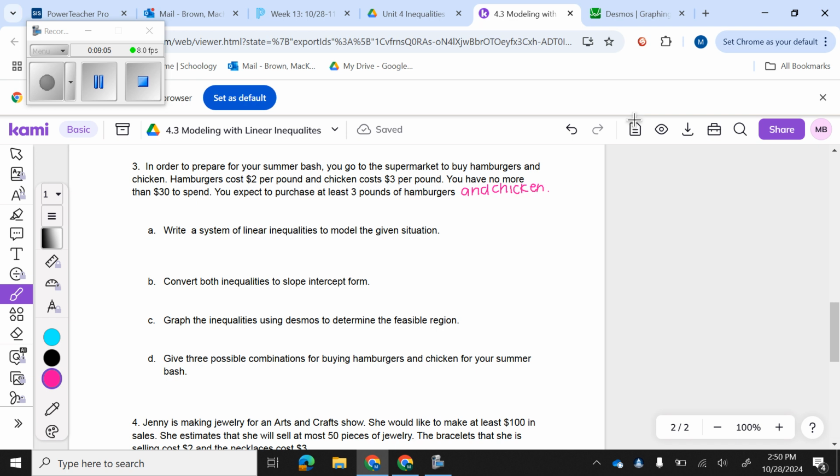That got cut off. All right, so I need my two totals. Well, one of my totals is going to be 30, and I know that's talking about money. And the other total is going to be 3, and that's talking about pounds of meat. Okay? Well, let's go to my money up here. A hamburger is $2 a pound, so I'm going to say 2x plus chicken is $3 a pound, so 3y. And that just tells me that x is hamburgers and y is chicken.